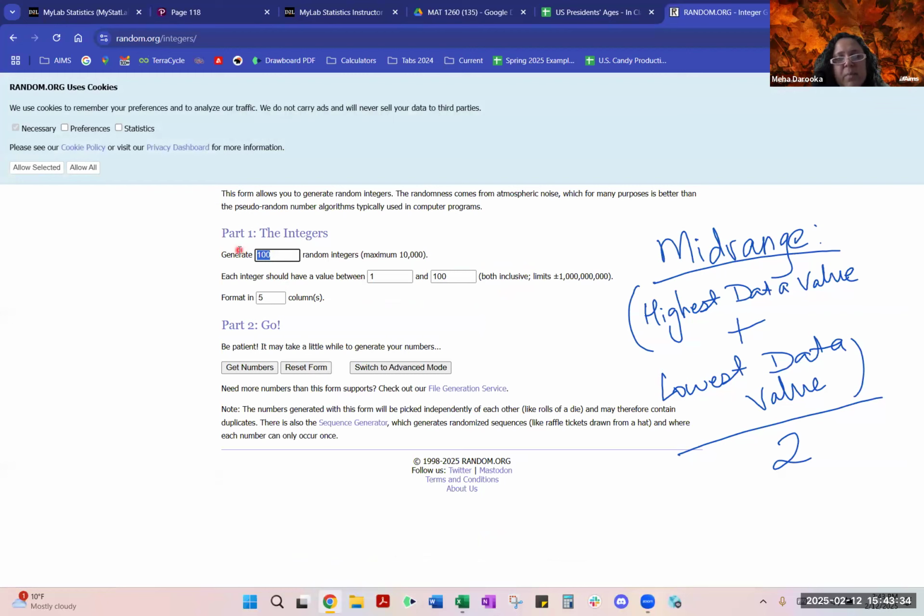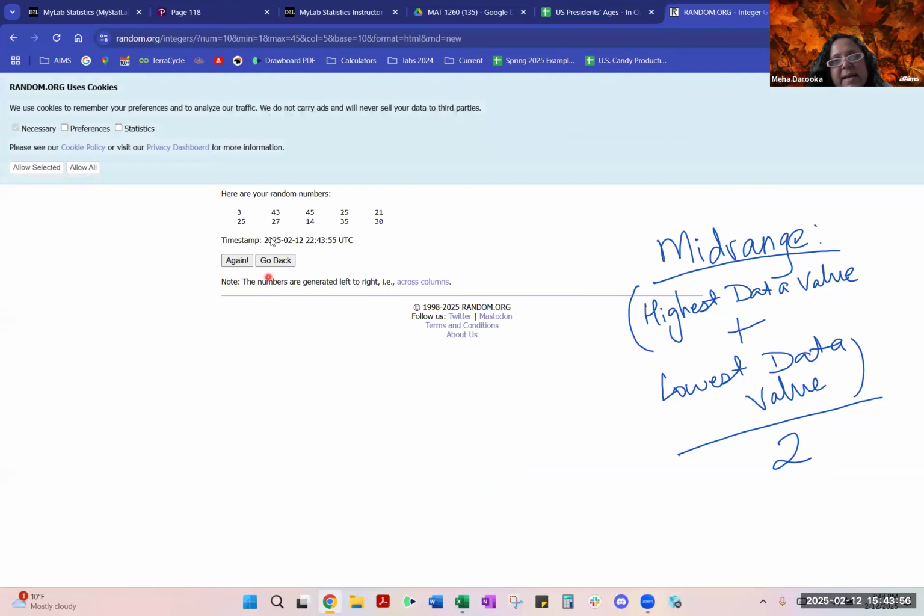Now you want to come up with 10 ages. So I would say, okay, I want to generate 10 random numbers, and we're only going from 1 to 45, because remember, we only have a total of 45 ages for these presidents. You can put it in 5 columns or 1 column, it doesn't matter. I always just leave it in 5. So if I do get numbers, these are the positions, guys. Remember, these are not ages, because we're not going to have a president who is 3 years old. These are the positions.